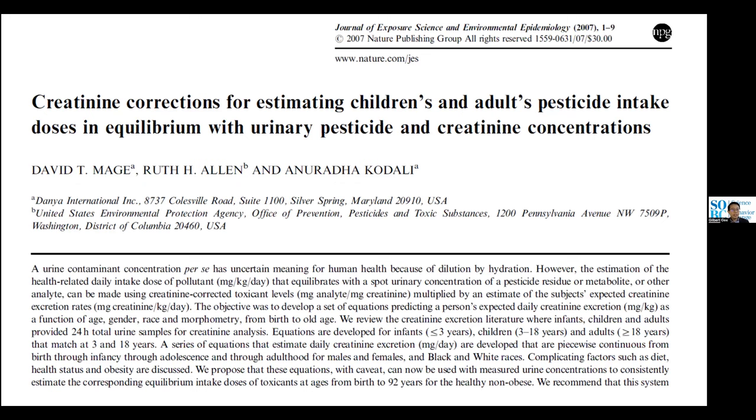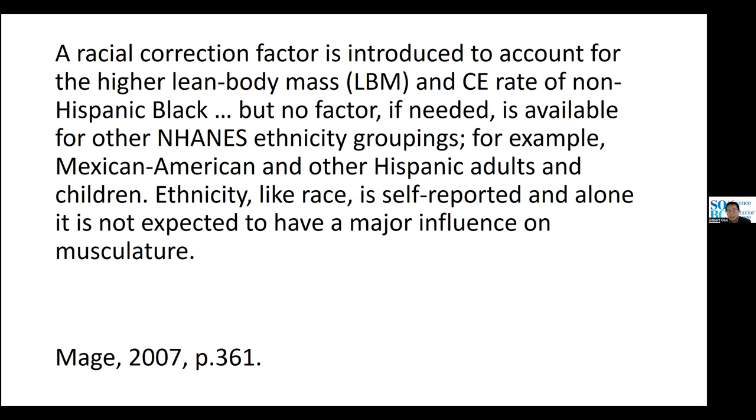We can see these adjustments, for example, in data in NHANES. So if you wanted to use data from the NHANES data set, there are racial, age, gender, and all kinds of other correction factors. Here's a study where they're trying to create these correction factors for creatinine excretion. And what's interesting is if you read the language of the people who put this article together, it's really interesting.